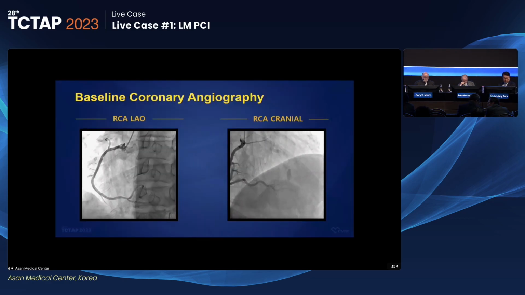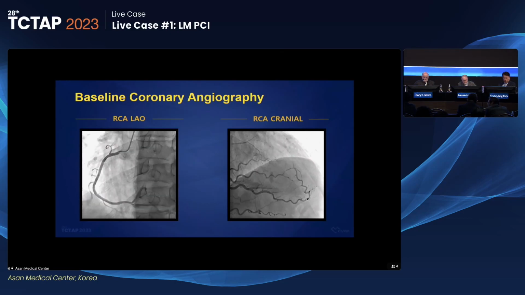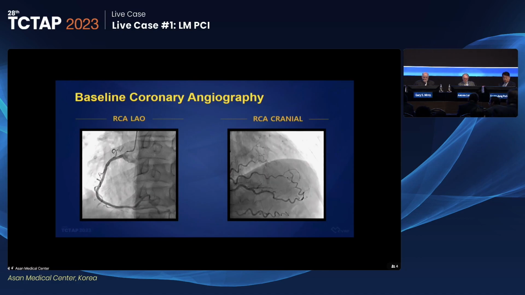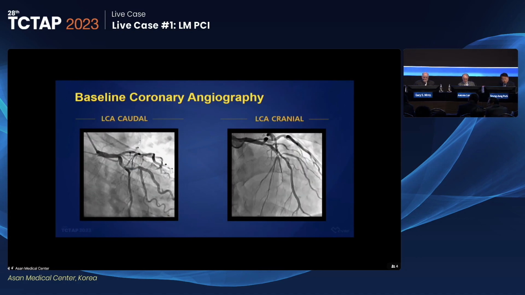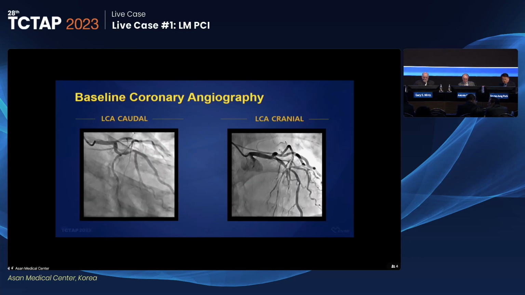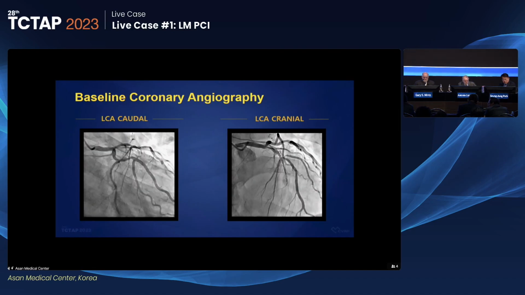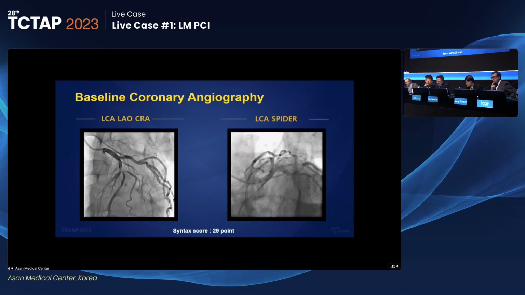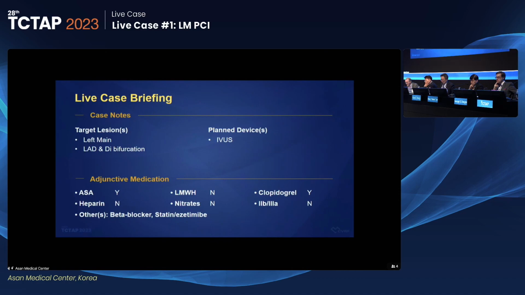Next. In the RCA, the distal RCA has mild stenosis and there are some collateral vessels from the big PDA to the distal LAD, an epicardial channel. Next. The left coronary angiogram in caudal view shows mild stenosis of the circumflex and ramus branch. In cranial view, we see a very tight lesion in the mid LAD and a diagonal bifurcation lesion. Next. The cranial view showed a very severe angle of the bifurcation lesion. And on the spider view, we checked the distal LAD disease and significant stenosis at the proximal LAD. Next. So we set the target of the LAD and diagonal bifurcation, and we prepared IVUS for intravascular imaging. Adjunctive medication was aspirin, clopidogrel, beta blocker, and statin.